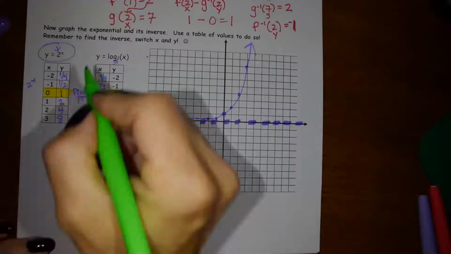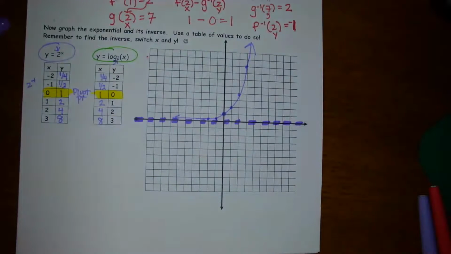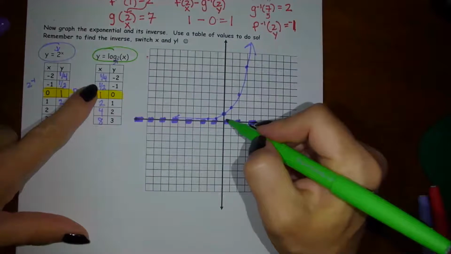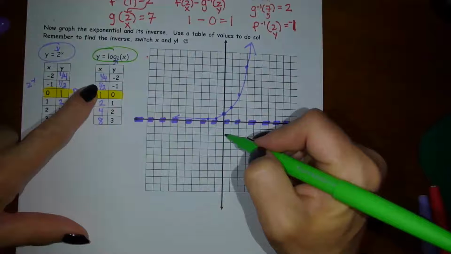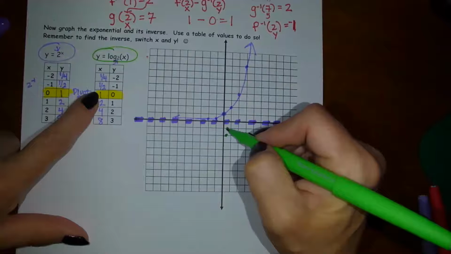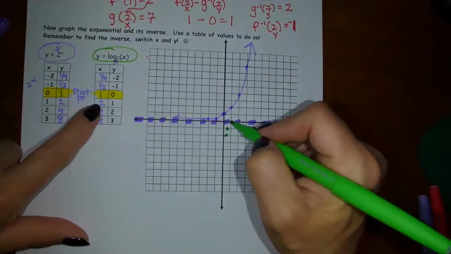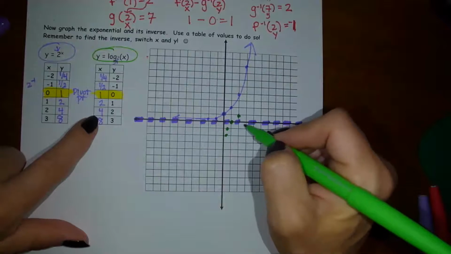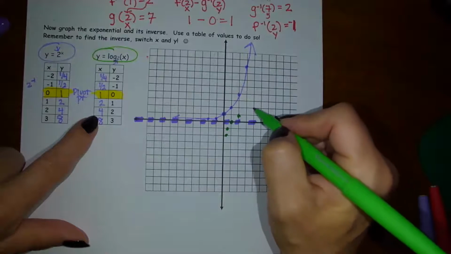Now let's graph our log in green. So we're 1/4, -2, 1/2, -1, 1, 0, 2, 1, 4, 2.